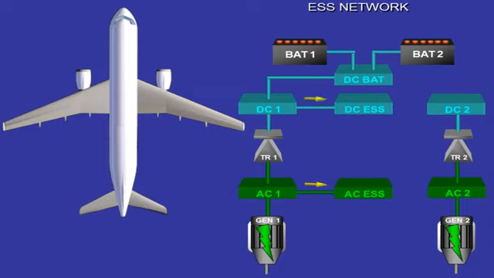The electrical system also includes two essential buses. One is the AC essential bus fed by AC bus 1, and the other is the DC essential bus fed by DC bus 1. These buses are used to supply the most important aircraft systems. This is the basic electrical system. We will now introduce some other components which also supply the system.